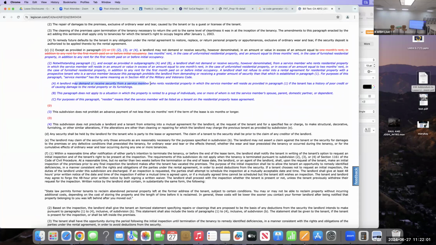The landlord may demand or receive security from a service member. Basically, if someone is in the military, you can only get one month's rent for that person.